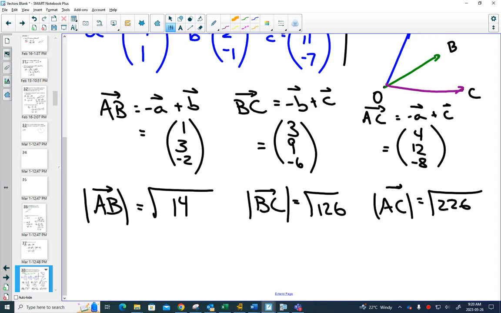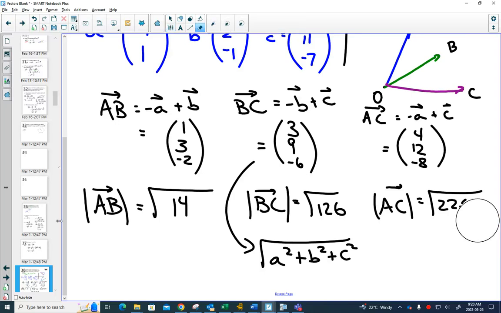So when we're finding the length, oh, but we're just squaring it. Okay, we're doing a squared plus b squared plus c squared. Yeah, 224. Yes, 224. Thank you. There we go.